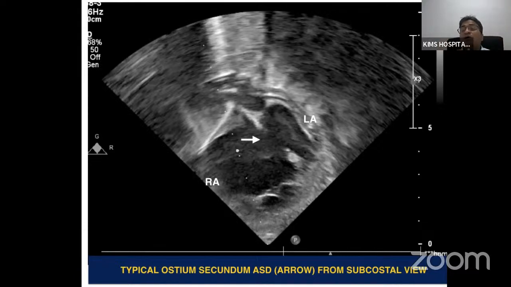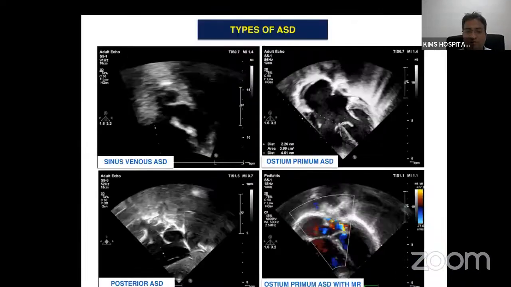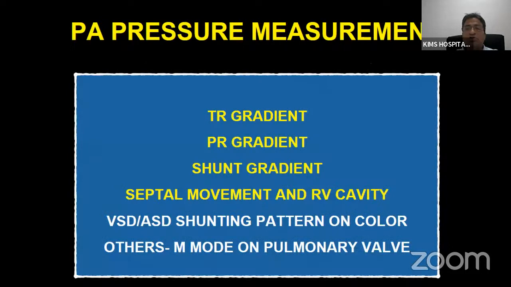Never comment on ASD in a four-chamber view because the waves are coming directly parallel. It will give a false dropout. You have to go from the subcostal view because the wave will be perpendicular to the septum, and you are able to see the dropout. So it's a typical ostium secundum ASD from the subcostal view, and there are various kinds of ASD. So now this is in general. We'll show it live on the patient.